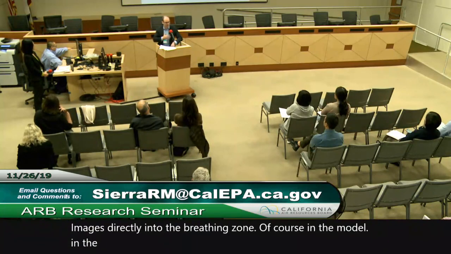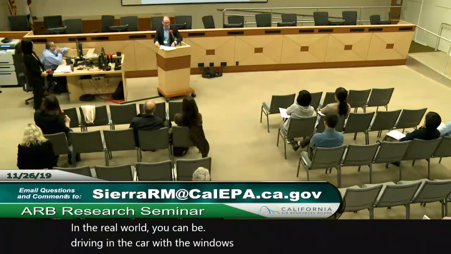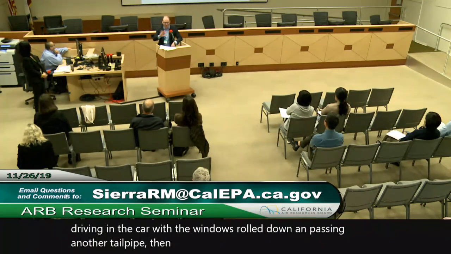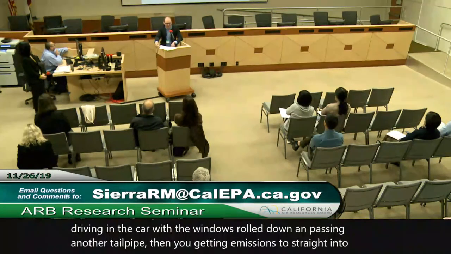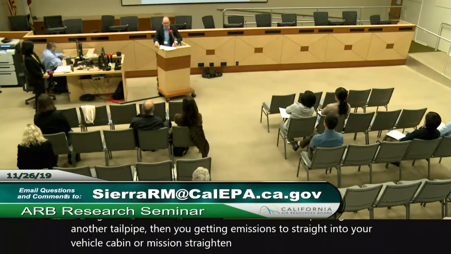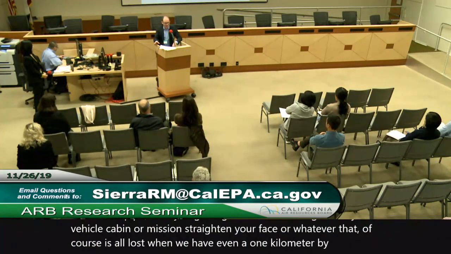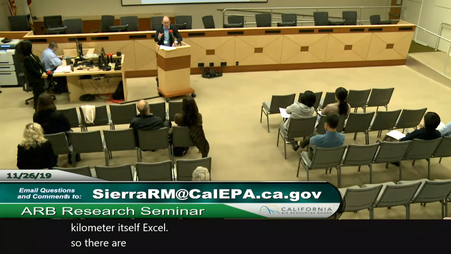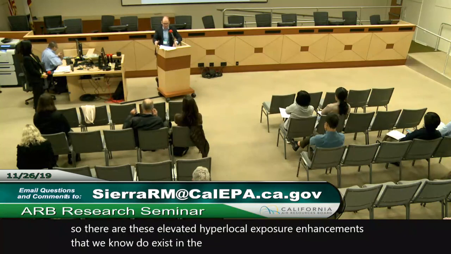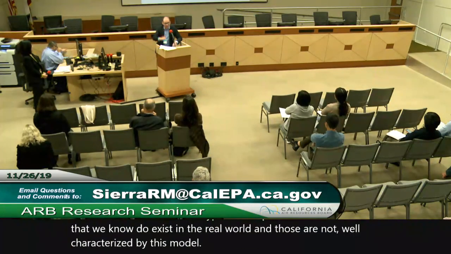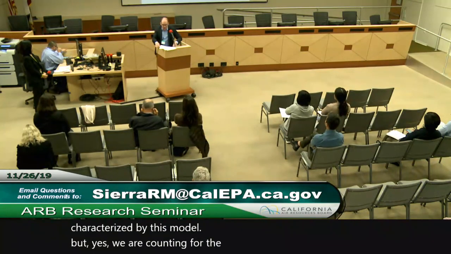In the real world, you can be driving in a car with your windows rolled down and passing another tailpipe, then you're getting emissions dosed straight into your vehicle cabin, or emissions straight in your face, or whatever. That of course is all lost when we have even a 1 kilometer by 1 kilometer grid cell pixel. So there are these elevated hyperlocal exposure enhancements that we know to exist in the real world, and those are not well characterized by this model. But yes, we are accounting for the differences in release heights of different emissions.